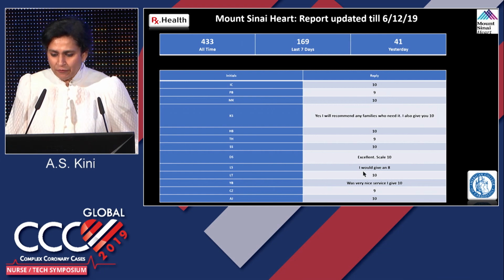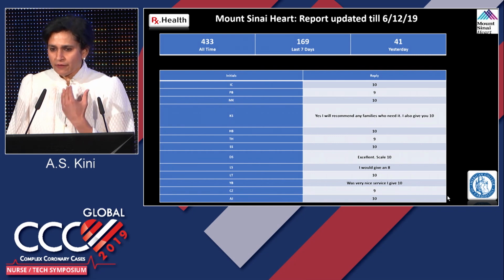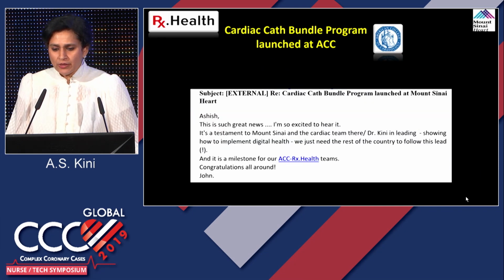And this is feedback we are getting from the patients. Look at that. Mostly 9 and 10, that they like it. It's digital, so they're well aware of what is going on with this particular case.